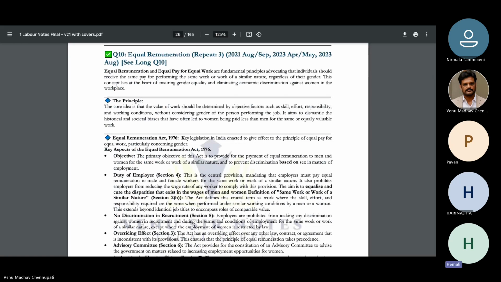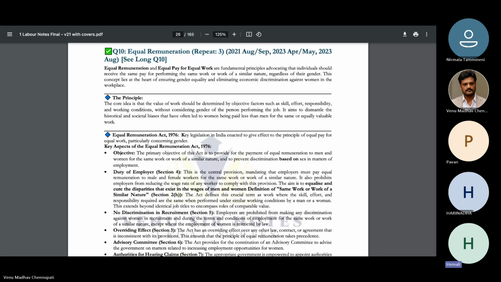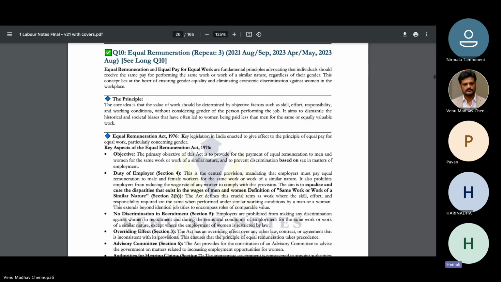Okay. Question number 10, equal remuneration. It was repeated 3 times. Equal remuneration and equal pay for equal work are fundamental principles advocating that individuals should receive the same pay for performing the same work or work of a similar nature regardless of their gender. This concept lies at the heart of ensuring gender equality and eliminating economic discrimination against women in the workplace.